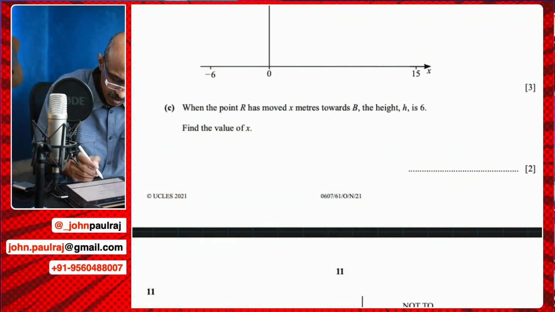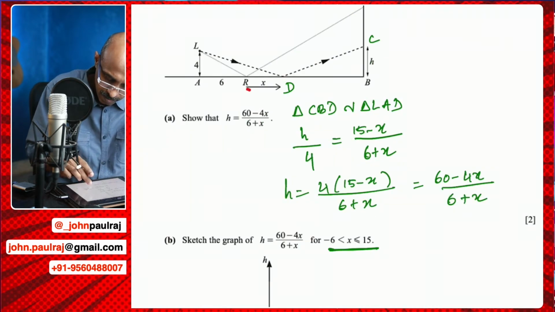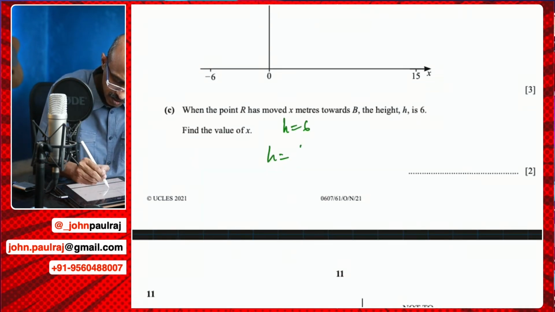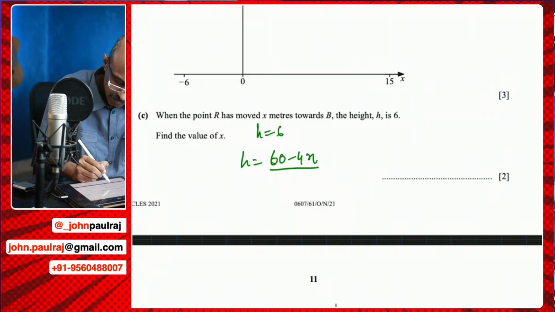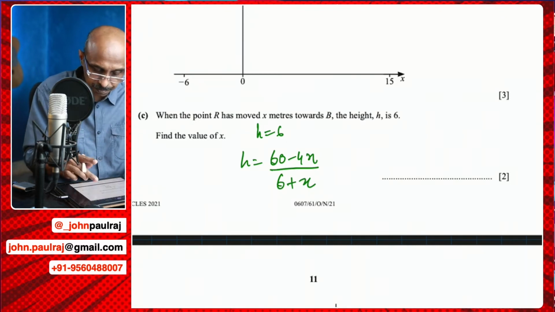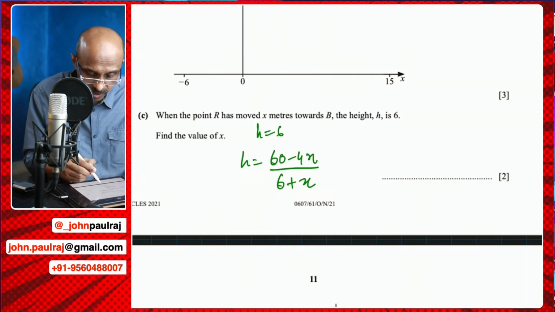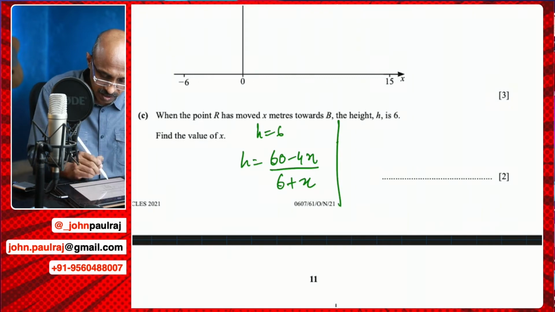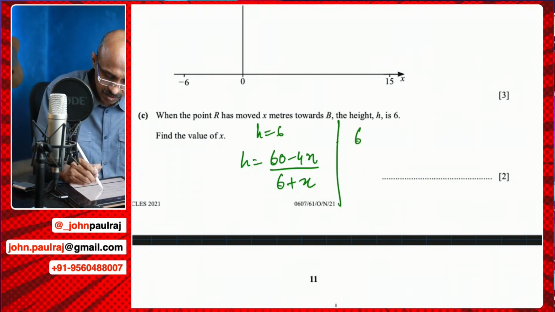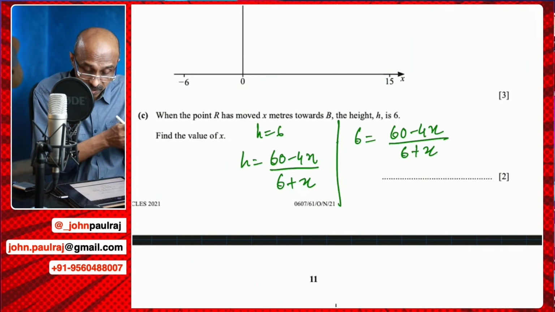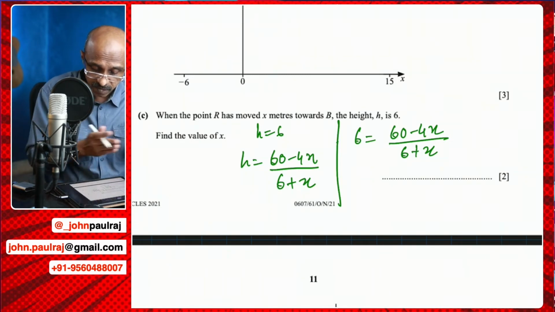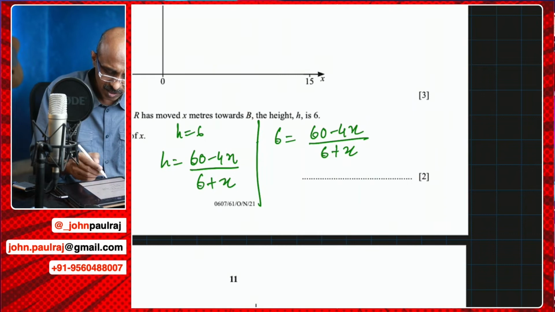So they're saying H is 6. So we have that model, 60 minus 4X over 6 plus X. Now, it's a calculator paper. You're allowed to use your calculator. So we don't need to do all of this. Since we have already defined it, we can just say 6 is equal to 60 minus 4x over 6 plus x, and then jump straight into the calculator and use the calculator functionality. Okay. If you want, you can go ahead and do that because it's not bad algebra.